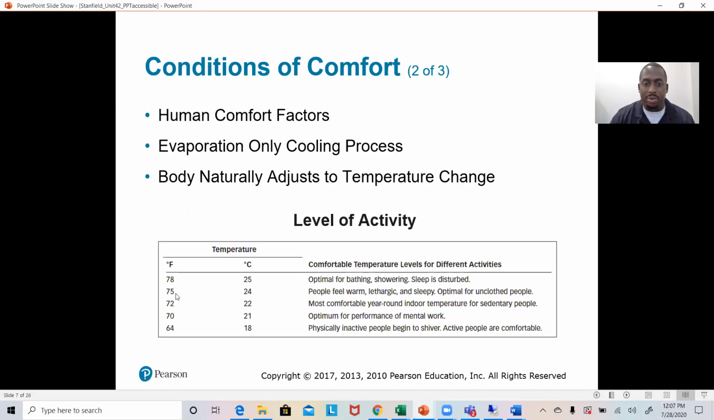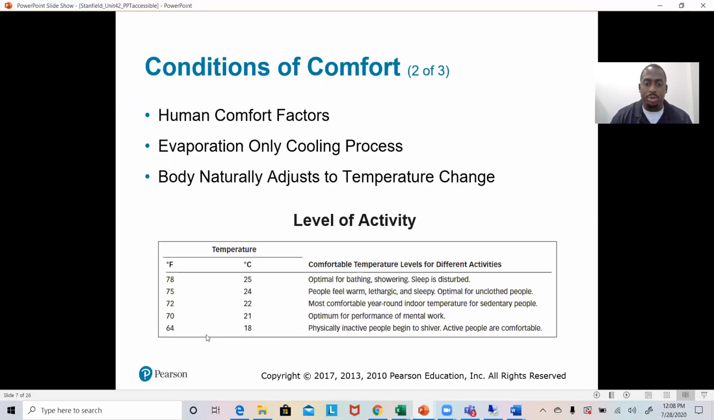And then at 75 degrees Fahrenheit, people feel warm, lethargic, and sleepy, but it's a good temperature for unclothed people. So if your house is 75, you probably aren't going to be all that comfortable, but if you have no clothes on, then you'd probably be just fine. 72 is the most comfortable year-round indoor temperature for sedentary people, meaning people that are sitting or still, with no activity. 70 degrees is optimum for performance of mental work.